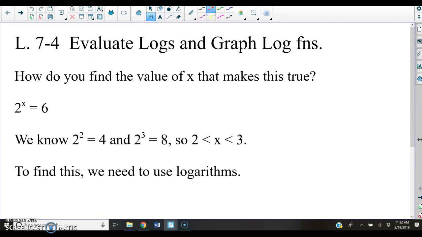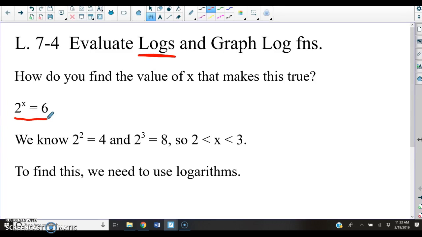All right, in this lesson we will evaluate logarithms and graph some logarithmic functions. Okay, so those of you that were taking the STAR exam and said, well, I had a lot of those that had log and I'm not sure what they meant. Here we go. We're going to open this can of worms and see if we can make sense out of it. So my first example, my first question, I've got 2 to the x equals 6. How do I figure out what x equals?